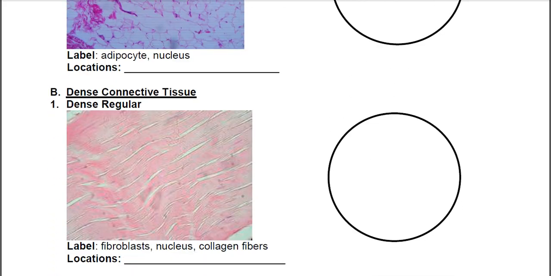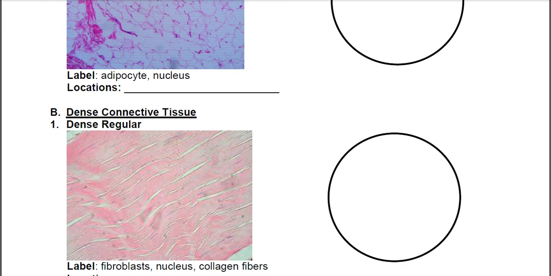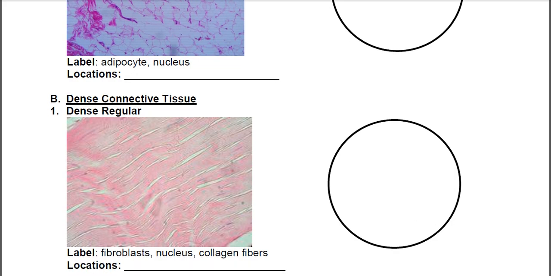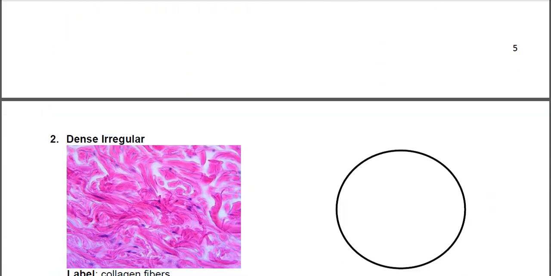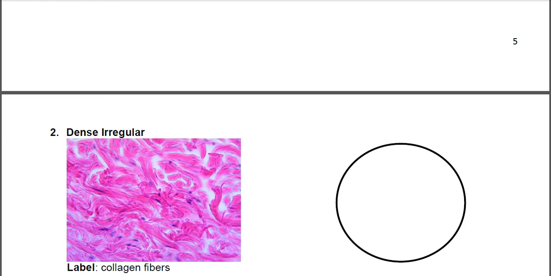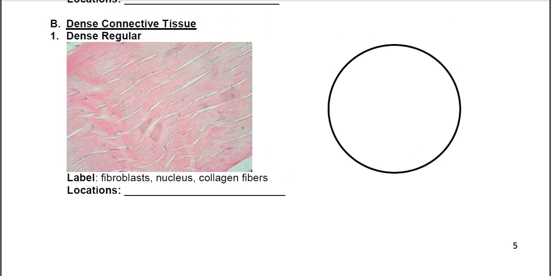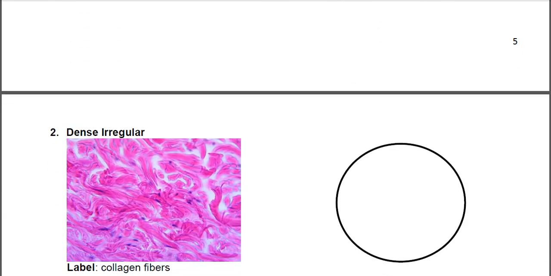Next is dense connective tissue, where everything is packed in very close. So this is dense regular versus dense irregular. Regular is lined up in a line. It's very neatly packed. Irregular is kind of randomly laid down.